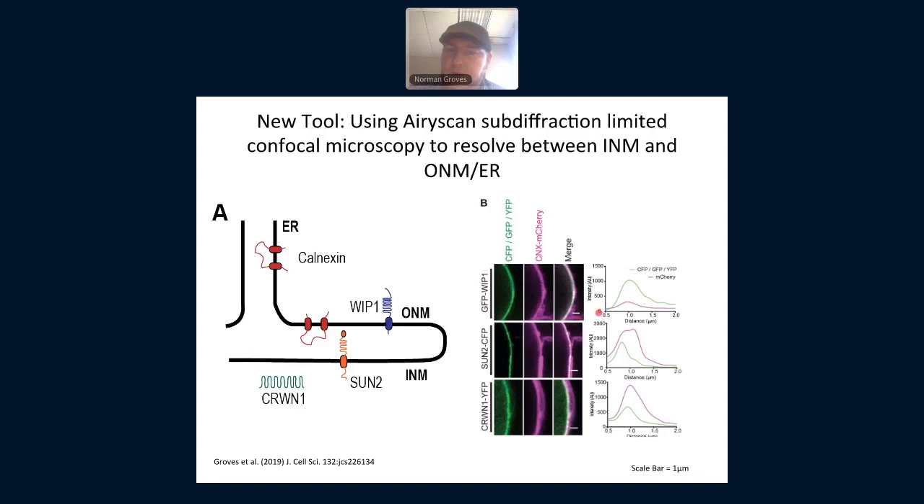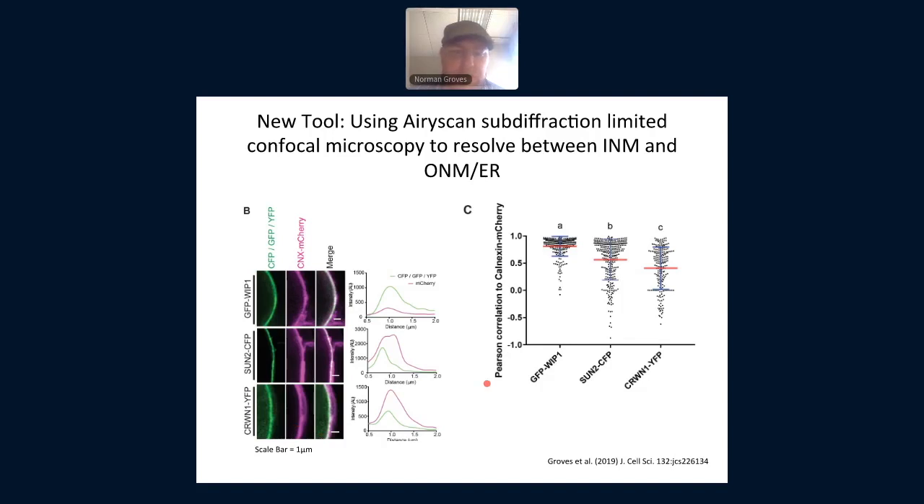And WIP1 effectively co-localizes with calnexin as we expected. When we co-express SUN2, we start to see a separation in the signals. And when we co-localize CROWN1, we start to see a more significant difference between the two fluorophores. We need a way to quantify this.